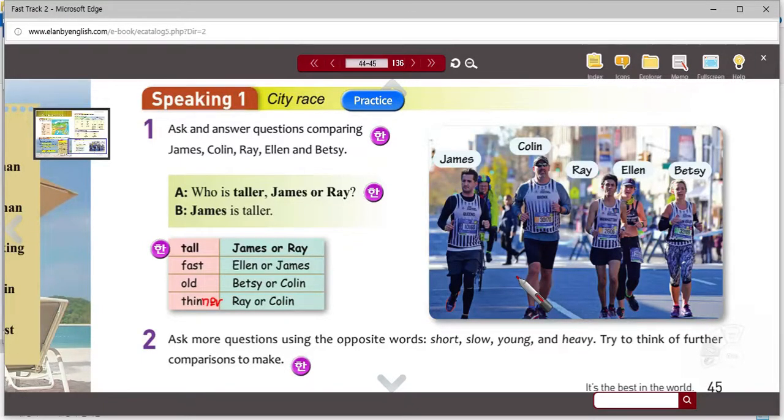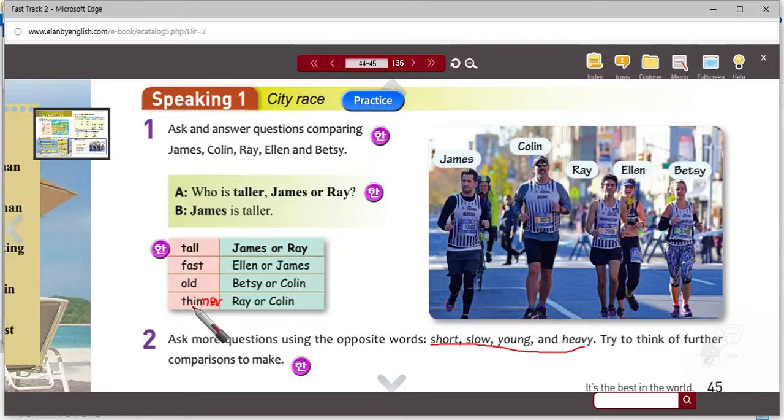Okay. And you can do the same with these verbs down here. You're comparing two people. We're going to use the opposite words. So instead of tall, we're using short. Who is shorter, James or Ray? Okay. Ray is shorter. So he has less height than James. Who is slower, Ellen or James? Okay. Ellen is slower than James, assuming they started at the same time. Okay, what about Betsy and Colin? Who is younger, Betsy or Colin? I think Betsy is younger than Colin.